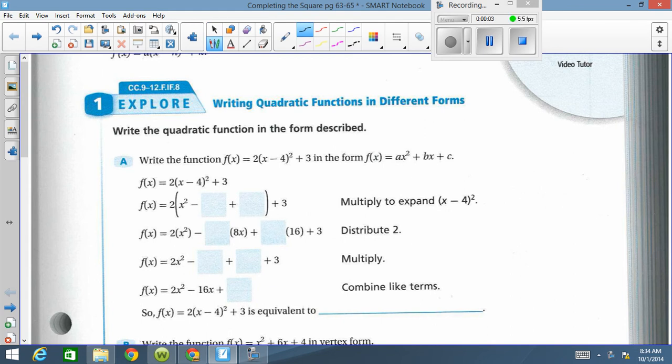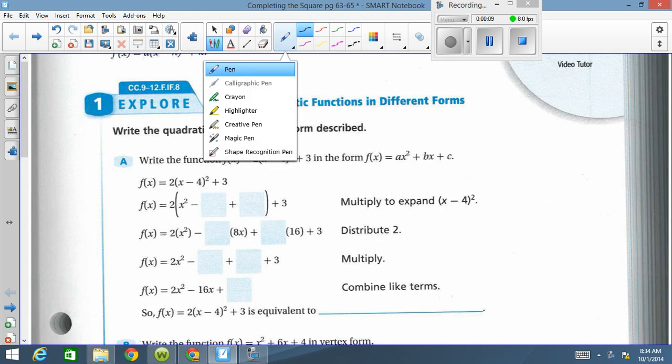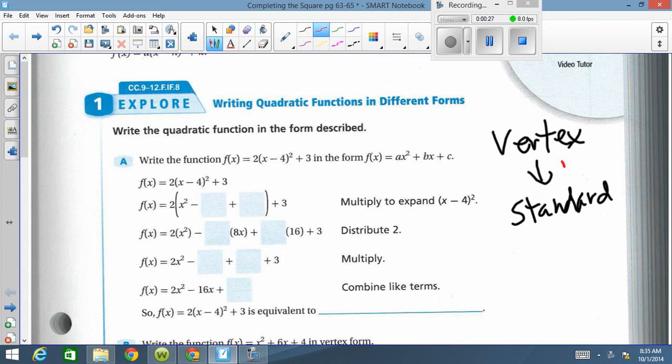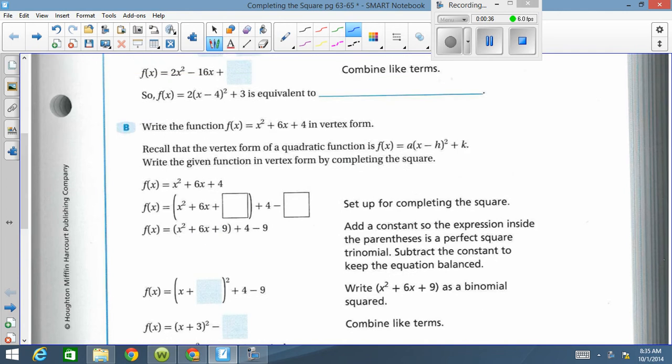Okay, so here on page 63, we are going to talk a little bit about standard form and vertex form, okay? In the first example, we are going to go from vertex to standard form, okay? And the way we're going to do that is we're going to multiply this out. And then in the second example, toward the bottom of 63, we're going to go from standard to vertex.